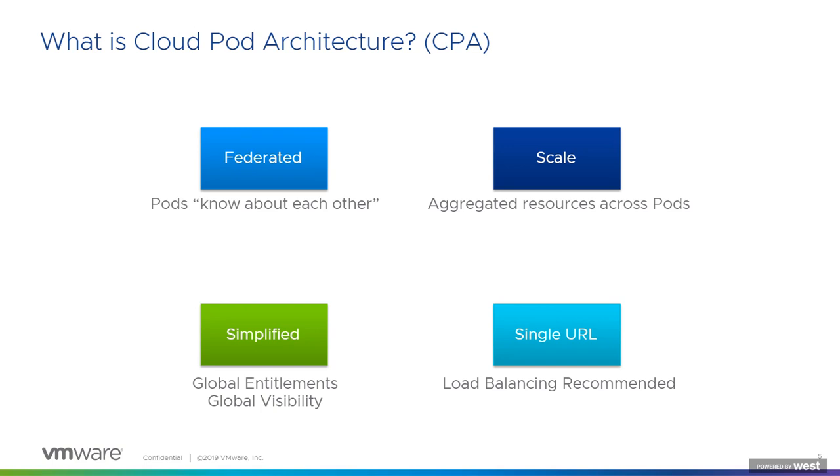So again, CPA is a concept of pod federation. It can be used both on-prem as well as on VMware Cloud on AWS. It's really location agnostic. But when you use it to group an on-prem pod with a VMware Cloud on AWS pod, this is where you can have a hybrid deployment. So let's look at the use cases.